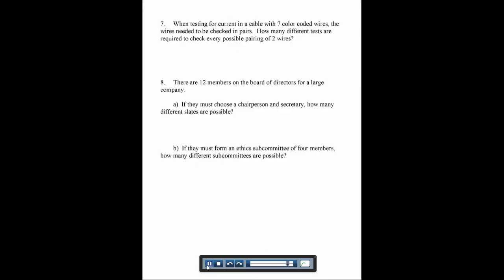Okay, so number 7 says when testing for a current in a cable with 7 color-coded wires, the wires need to be checked in pairs. How many different tests are required to check every possible pairing of 2 wires? So since you're just putting 2 wires together, it doesn't matter which wire you put in your hand first and which one second. So this is like another combination problem. So this is going to be 7C2, or 21.